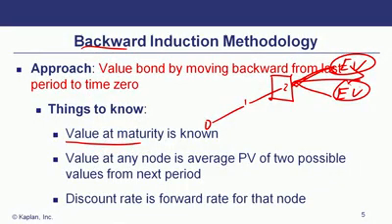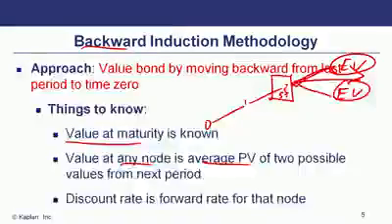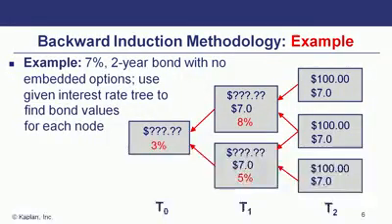All right? So the value at any node is the average present value of the two possible values in the next period, and the discount rate is the forward rate for that node, which means it's going to show up here as something like 5%. All right? So if that doesn't make sense, let's plug it in and try it. I think you'll find this is pretty straightforward.